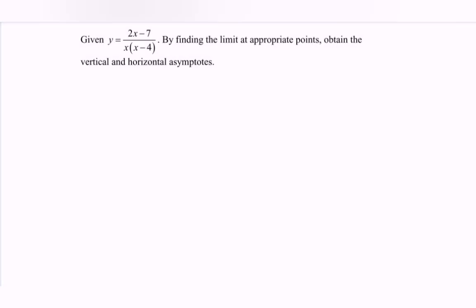Next, we have the situation given y is equal to 2x minus 7 over x multiplied with x minus 4. By finding the limits at the appropriate point, obtain the vertical and the horizontal asymptote. Step number 1 is to find the domain. By referring to the question, here we have all real numbers. Then here we have x cannot be equal to 0, x cannot be equal to 4. So the domain would be negative infinity until 0, union from 0 until 4, union from 4 until infinity.